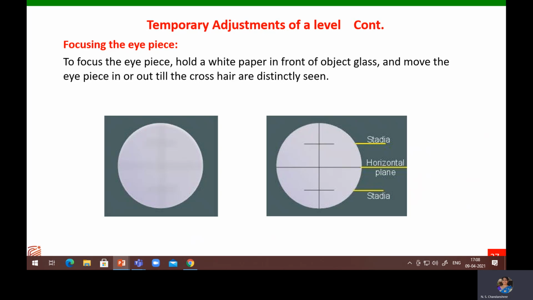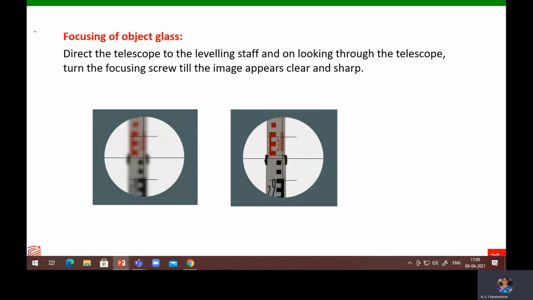Now for focusing, there are 2 lenses which we have to focus. One is the eyepiece, the other one is the object lens. When we look through the eyepiece initially, a blurred image will be seen and the lines will look blurred. When we turn the ring near the eyepiece, we will start seeing these lines clearly. Once we see these lines clearly, it is understood that we have focused the eyepiece.